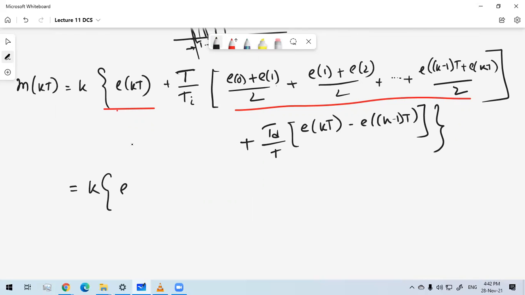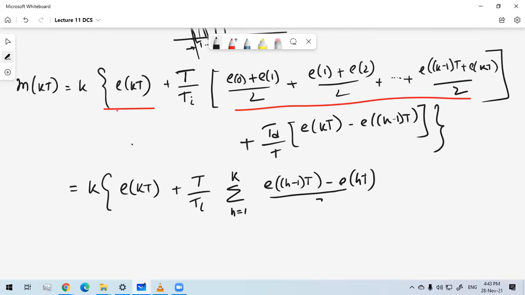So EkT plus T by Ti, summation of h equal to 1 to k, (E(h-1)T plus EhT) by 2, plus TD by T with (EkT minus E(k-1)T).